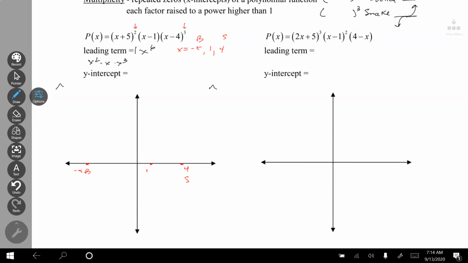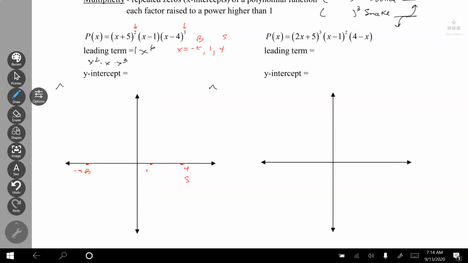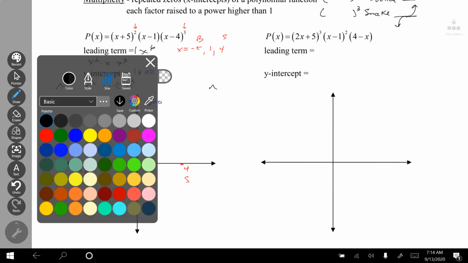Now I have to figure out my y-intercept by plugging in 0, and I get 5 squared times negative 1 times negative 4 cubed, and I get 1600. So up here, doesn't matter where you put it, is my 1600. I'm going to draw my graph.